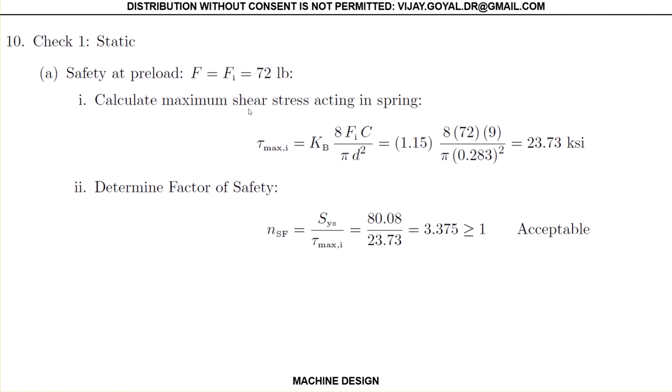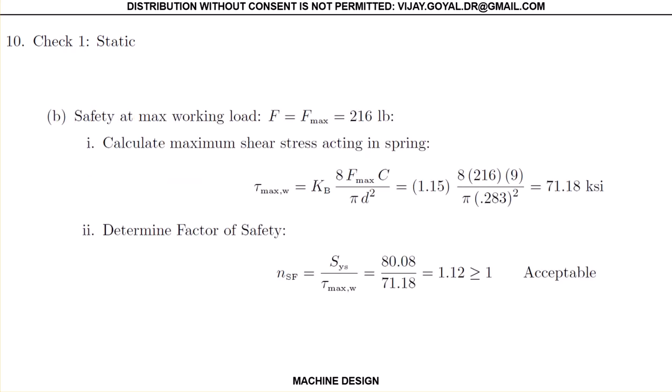So then you go and you do all your static checks now. Okay, so you do first for preload, because if it fails for preload, we are really wasting our time. But the code does this for you as well. You can see that this is obviously way below our sigma yield. And okay, so for the preload, we are good. We move on to the working load. That's a maximum load in static. And you can show that this is also bigger than 1. So this is also acceptable.